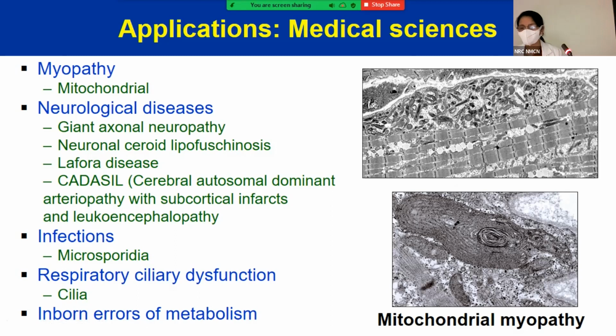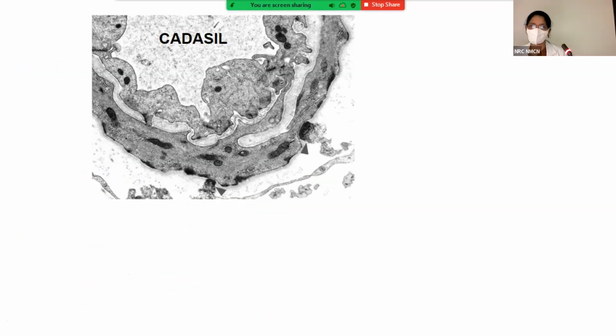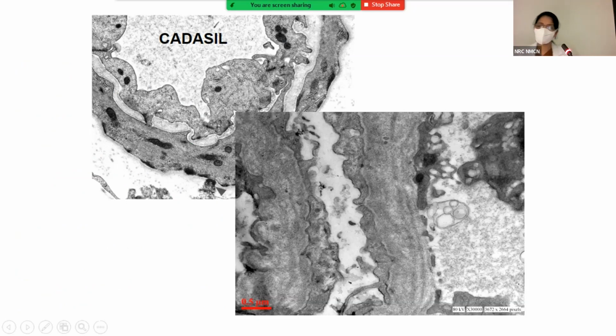These are some examples of mitochondrial myopathy. This is of a CADASIL, where you can see these inclusions. This is Alport, where you can look at the basement membrane, and it is a basket weave or splitting of the glomerular basement membrane, the lamina densa.